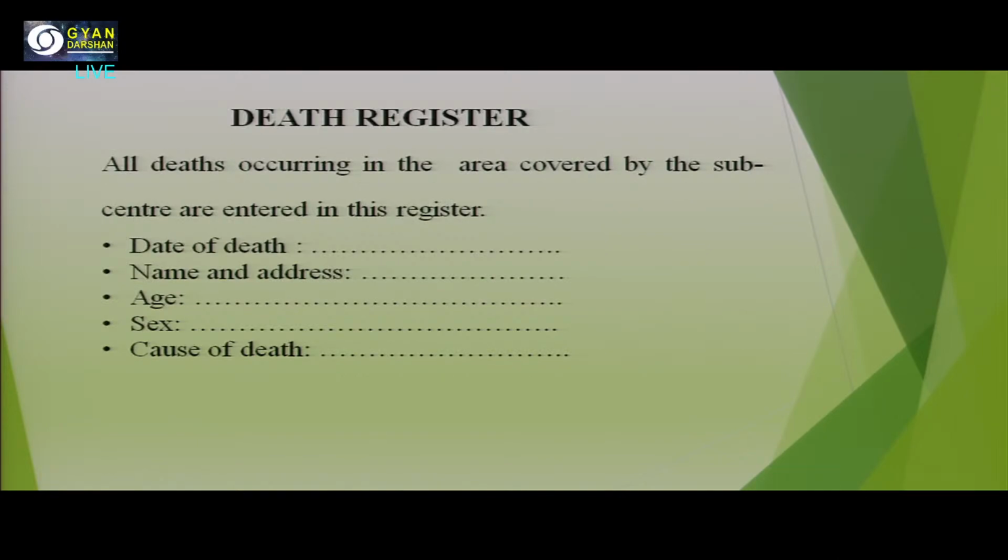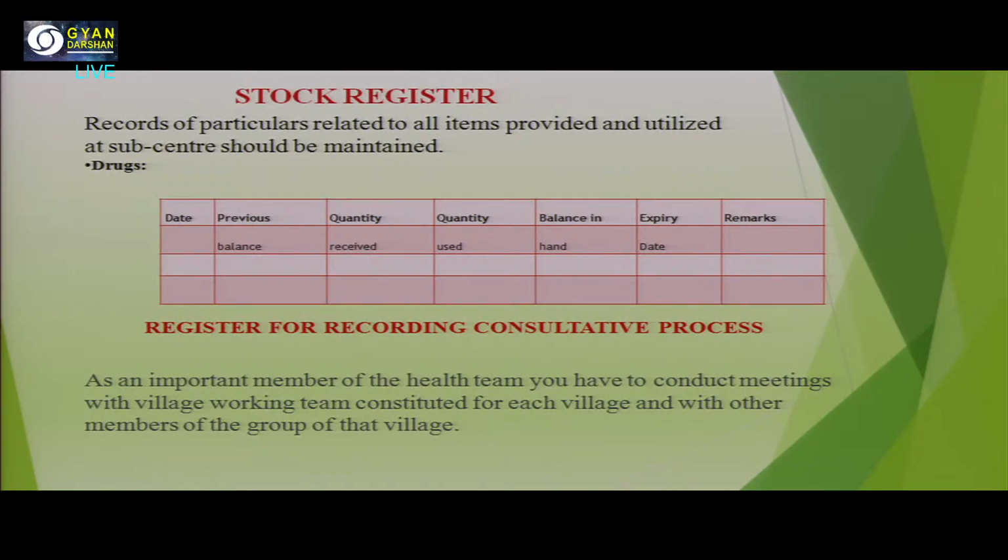Another register is the death register. All the deaths occurring in the area covered by the sub-center can be recorded in the death register, like the date of death, name and address of the person who died, his age, sex, and the cause of death, because all this information is very important from the point of view of the planners or the policy makers. Next register is the stock register.